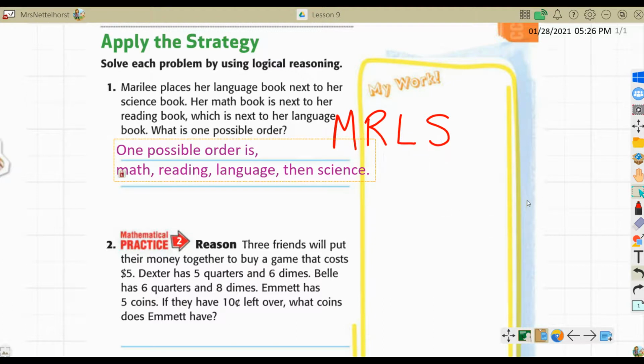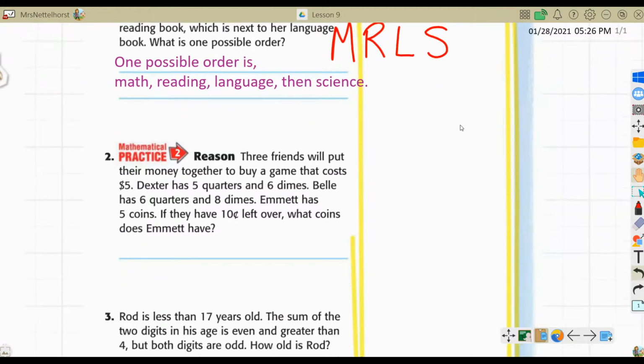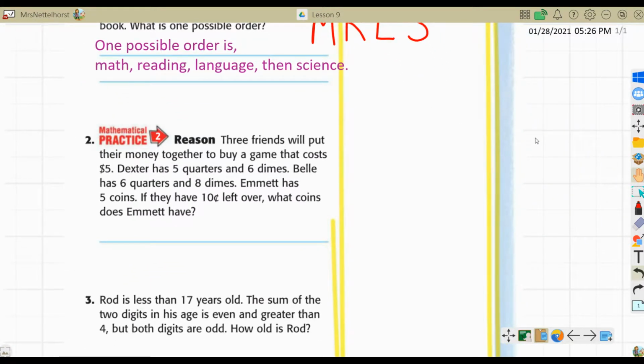Okay, let's go down to the next one. 3 friends will put their money together to buy a game that costs $5. Dexter has 5 quarters and 6 dimes. Belle has 6 quarters and 8 dimes. Emmett has 5 coins. If they have 10 cents left over, what coins does Emmett have?